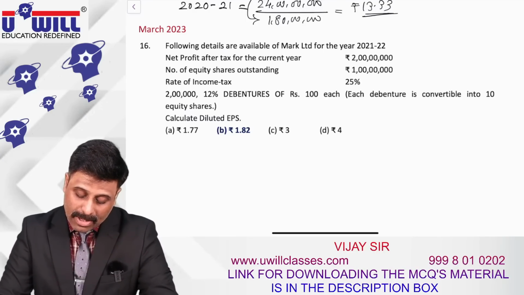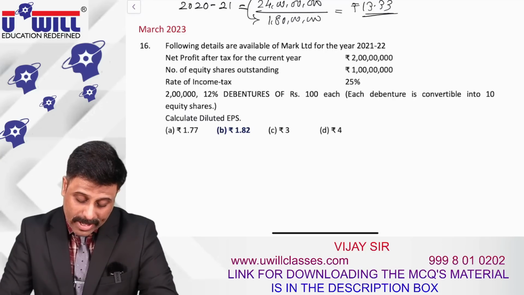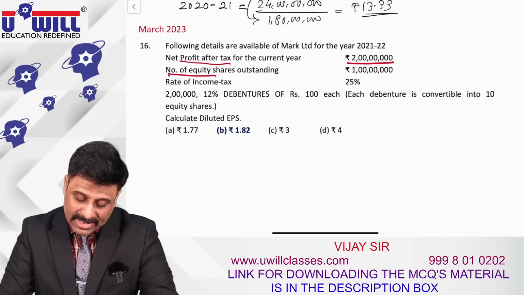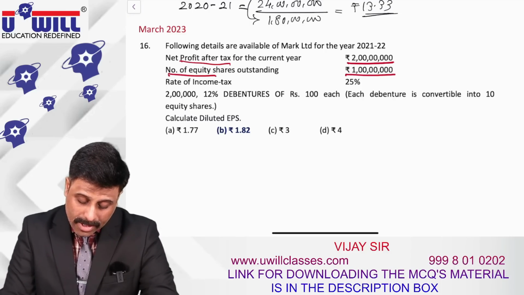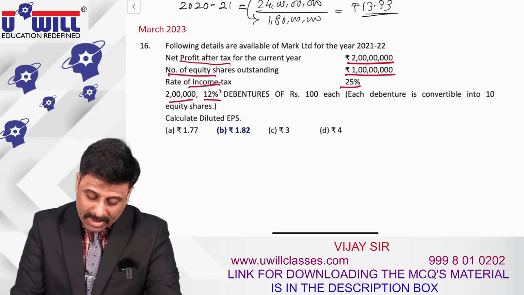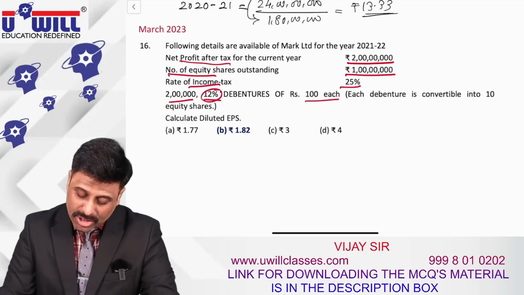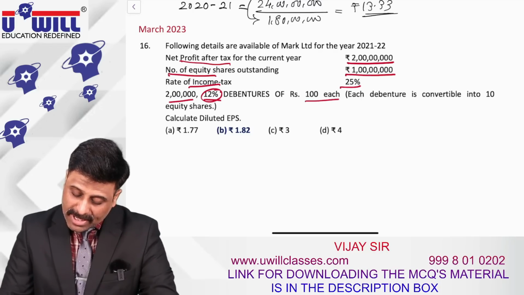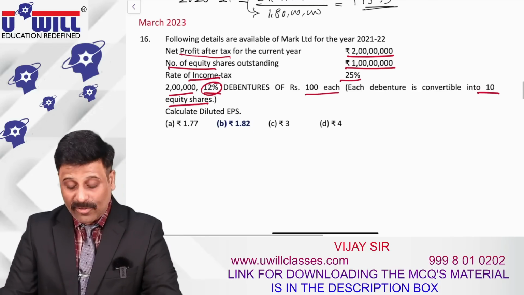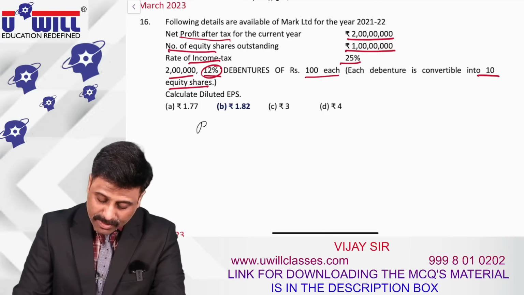Following details are available of Mark Limited for the year 21-22. Net profit after tax for the current year is rupees 2 crores. Number of equity shares outstanding are 1 crore. Rate of income tax is 25%. There are 2 lakh debentures of 100 each, rate of interest is 12%, and each debenture is convertible into 10 equity shares. Calculate diluted EPS.